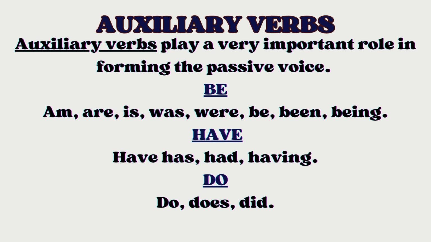Auxiliary verbs play a very important part in forming the passive voice. They are known as helping verbs because they support the main verb in a sentence. It is typical to see them before the main verb in a sentence. Let's take a look at the auxiliary verbs. The auxiliary verbs can be categorized into be, do, and have. The be verbs are am, are, is, was, were, be, been, being. Have consists of have, has, had, and having. Under do, we have do, does, and did.